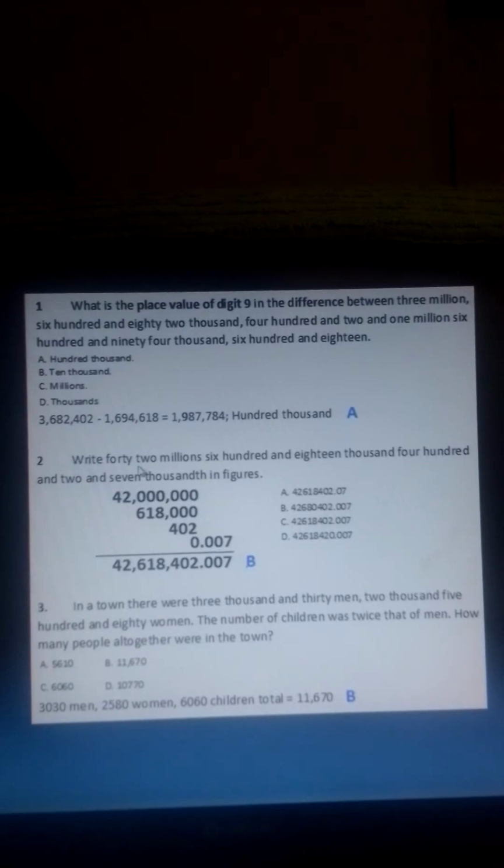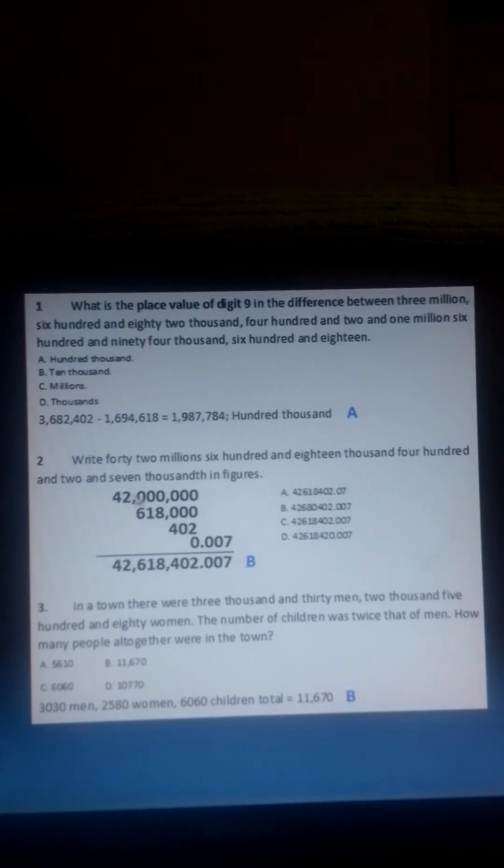Number 2, write 42,618,402 and 7,000 in figures. So this is the way I've done it. I've written 42 million here, then 618,000 it is here, then 402 it is here, then 7,000 it is here.